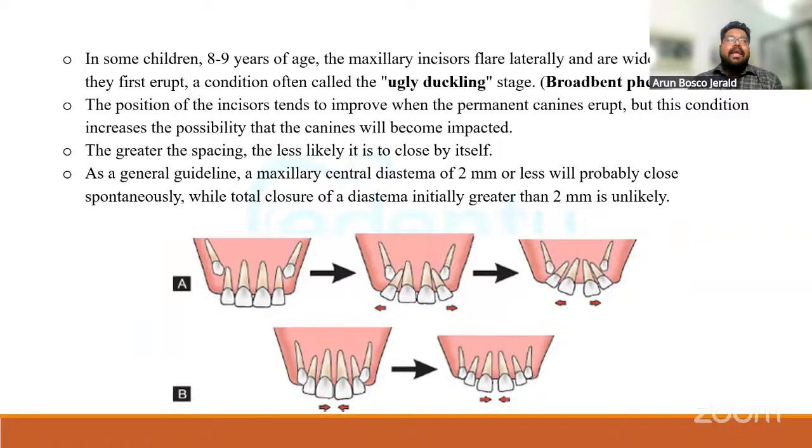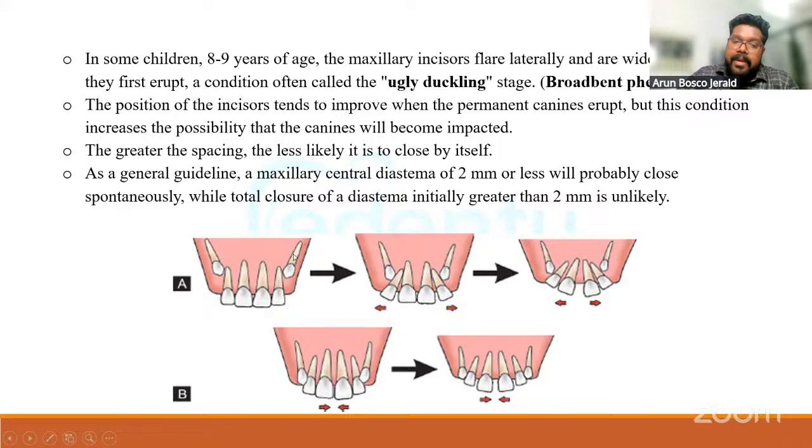It is a special characteristic which can be seen in children of 8 to 9 years of age, which was put forward by Broadbent. That's why it is called the Broadbent phenomenon. Now, because of the eruption of the permanent canines, which is traversing along the lateral surface of the developing root of the lateral incisor, the canine will be guided to occlusion by the root of the lateral incisor.